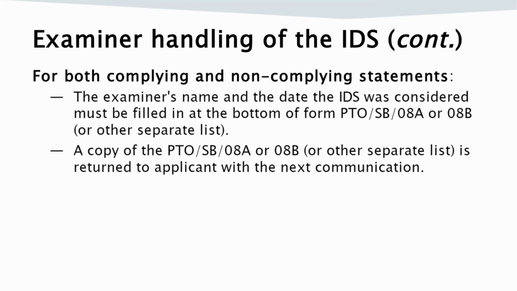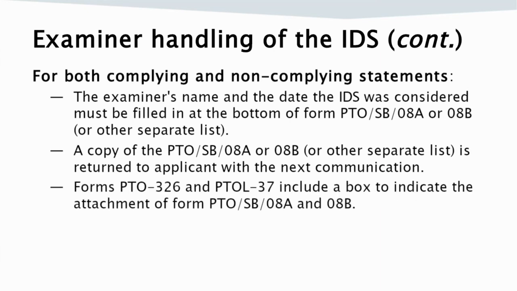The original copy of the list, form PTO/SB/08A and 08B, will be entered into the application file. The copy returned to applicant will serve both as acknowledgement of receipt of the information disclosure statement and as an indication as to which references were considered by the examiner. Forms PTO-326 and PTOL-37 include a box to indicate the attachment of form PTO/SB/08A and 08B.